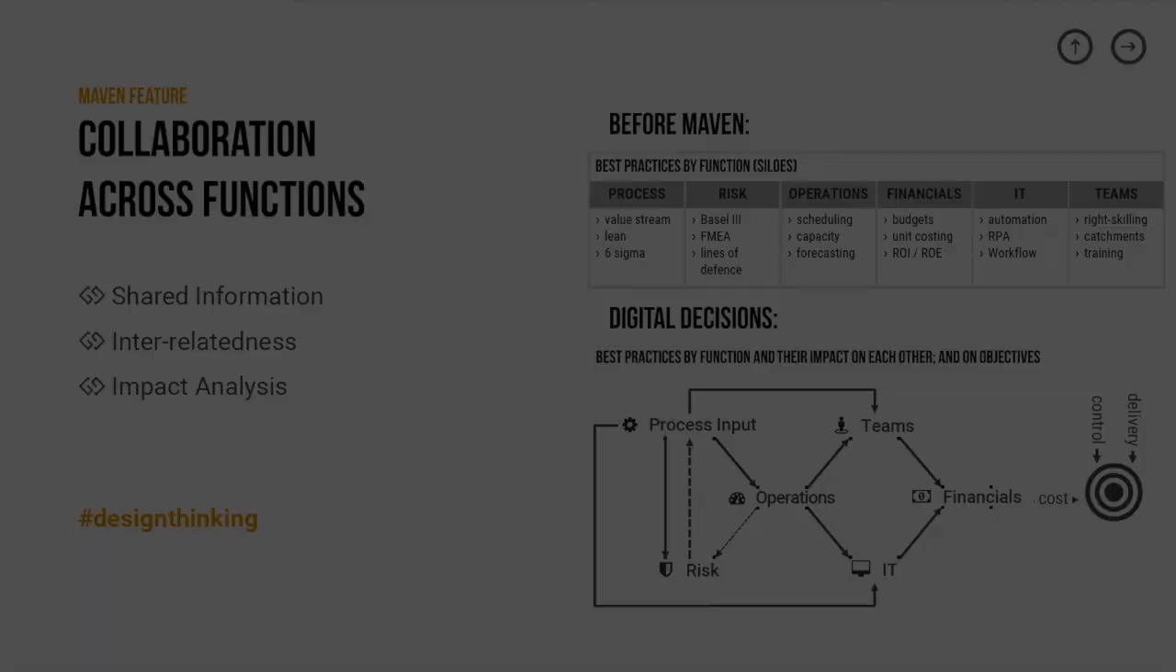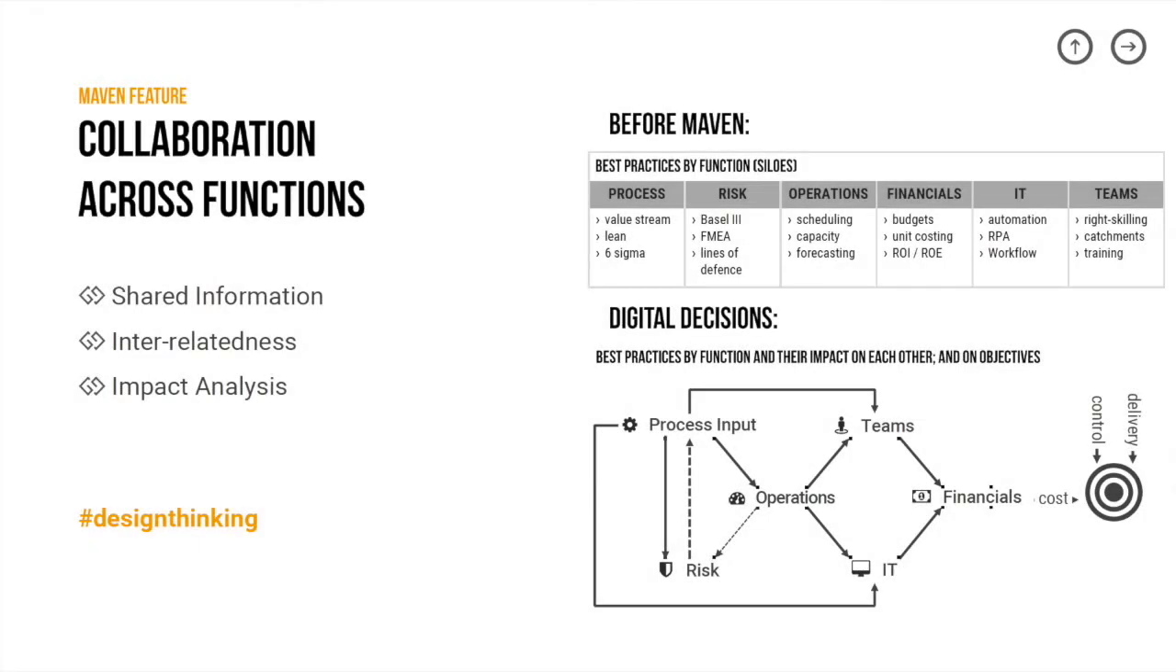Maven is the only tool that provides a unified view of the client journey, control vulnerabilities and cost pressure points in a single view, but also the possible impact of these on decisions on each of the functional levers.